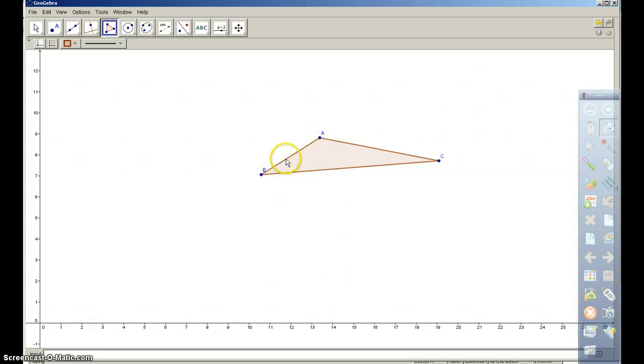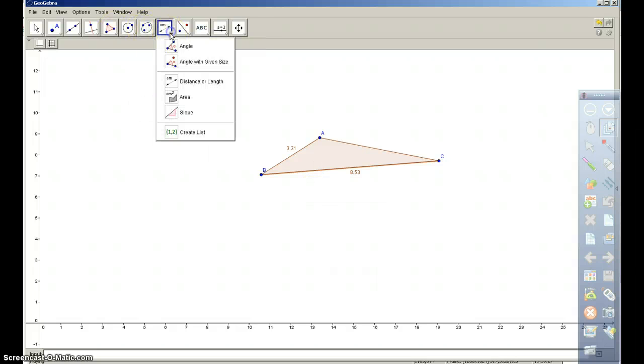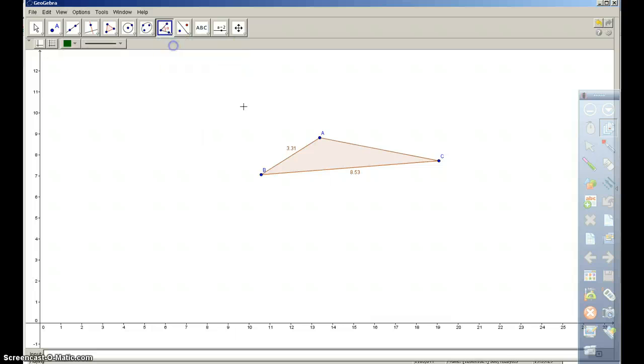What we are going to know is this side, and that angle. So let's measure those sides. This side is going to be 3.31. That one's 8.53. And now I'm going to measure my angle. So here we go. I'm going to go like this, click, click, click. And I can see my angle is 27.71.